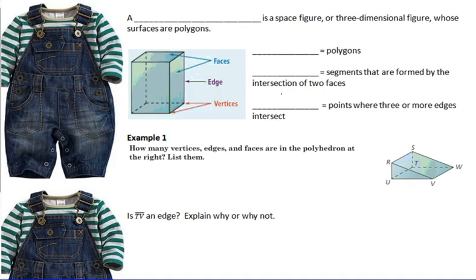A polyhedron. I feel like it's called a polyhedron in other places as well, but polyhedron, I believe, is more commonly used. It's spelled P-O-L-Y, poly, H-E-D-R-O-N, polyhedron. It is a space figure, or a three-dimensional figure, so it's 3 dimensions, whose surfaces are polygons. Each face is a polygon, so the faces are polygons.